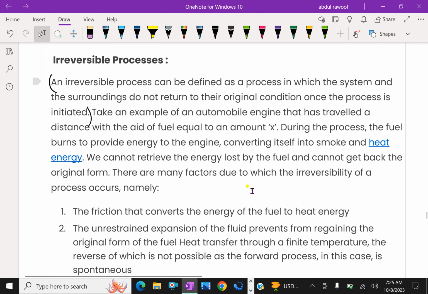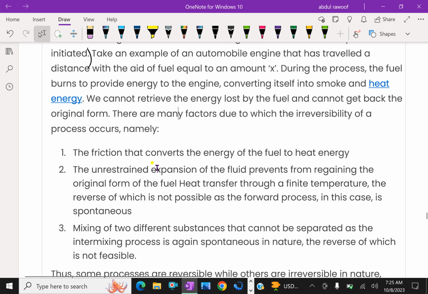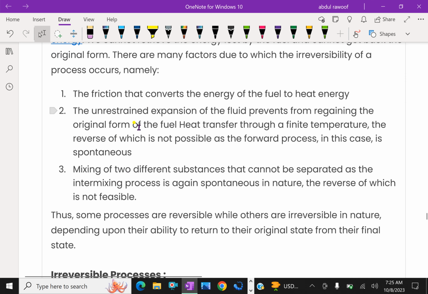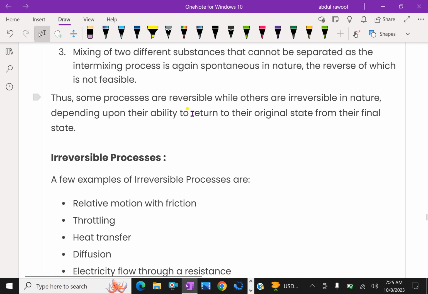There are many factors due to which the irreversibility of a process occurs, namely: friction, which converts the energy of the fuel to heat energy; unrestrained expansion, which prevents regaining the original form; heat transfer through a finite temperature difference, the reverse of which is not possible as the forward process is spontaneous; and mixing of two different substances that cannot be separated, as the intermixing process is again spontaneous in nature, the reverse of which is not feasible. Thus, some processes are reversible while others are irreversible, depending upon their ability to return to their original state from their final state.